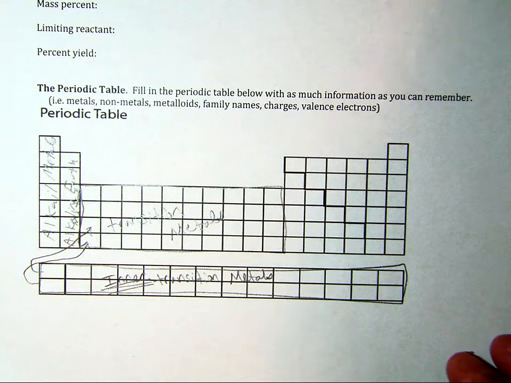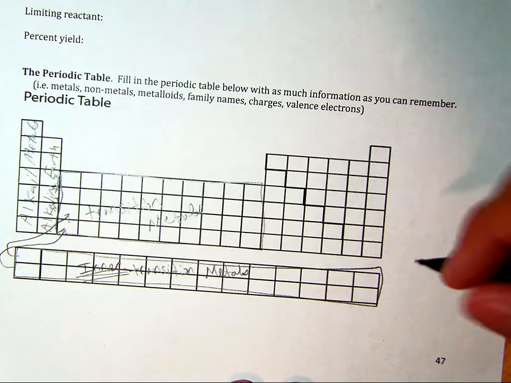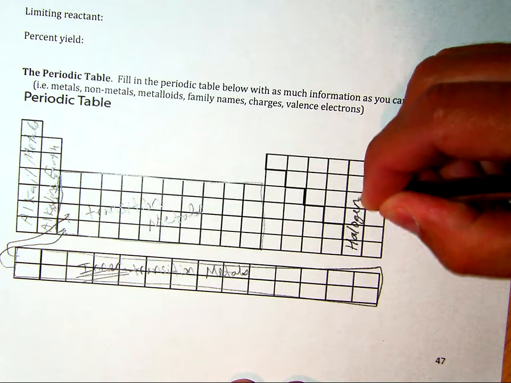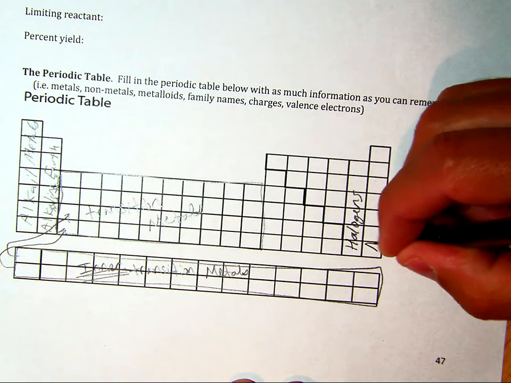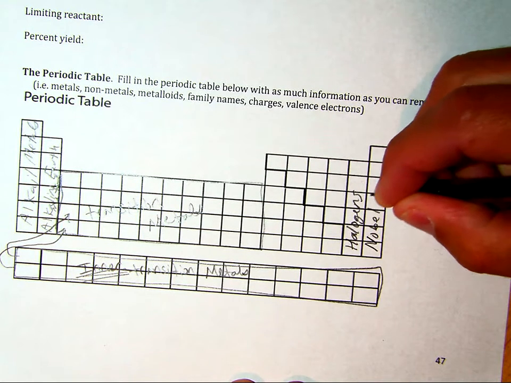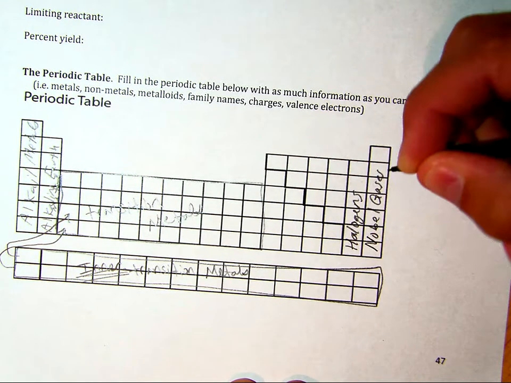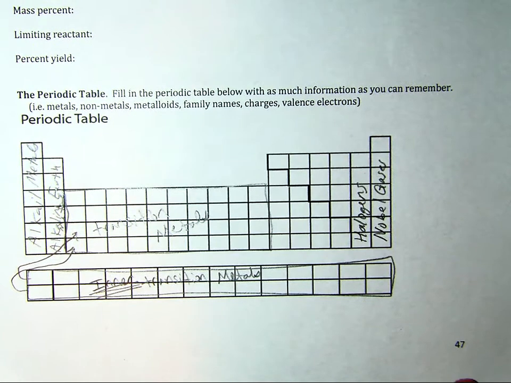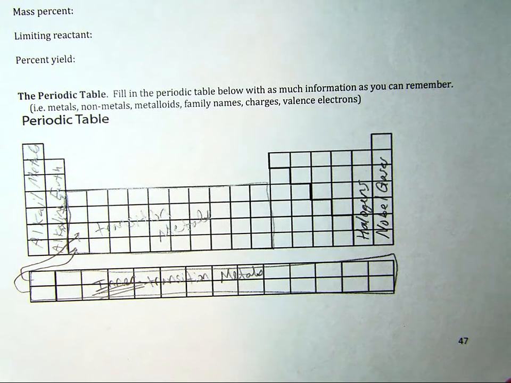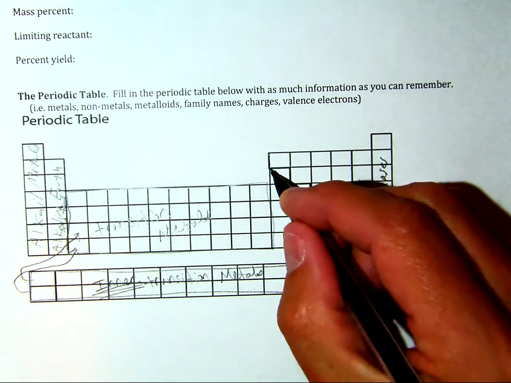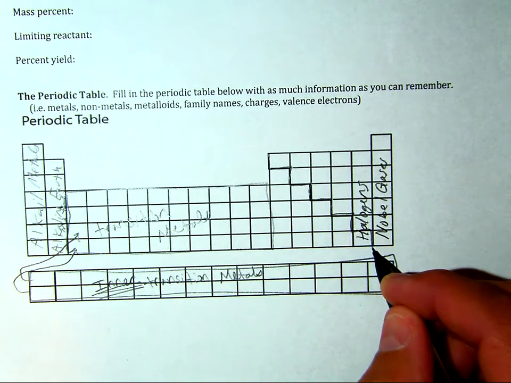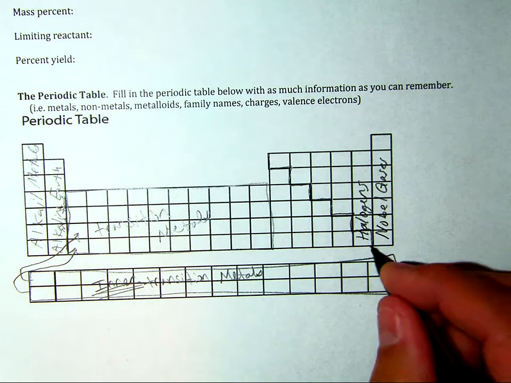A couple more families. Over here, group 17, these are the halogens. And then group 18 is the noble gases. Okay, so hopefully we know all the family names. Now let's go over a little bit more information on the periodic table. So this bold line right here, I refer to it as the staircase. So let's put that.